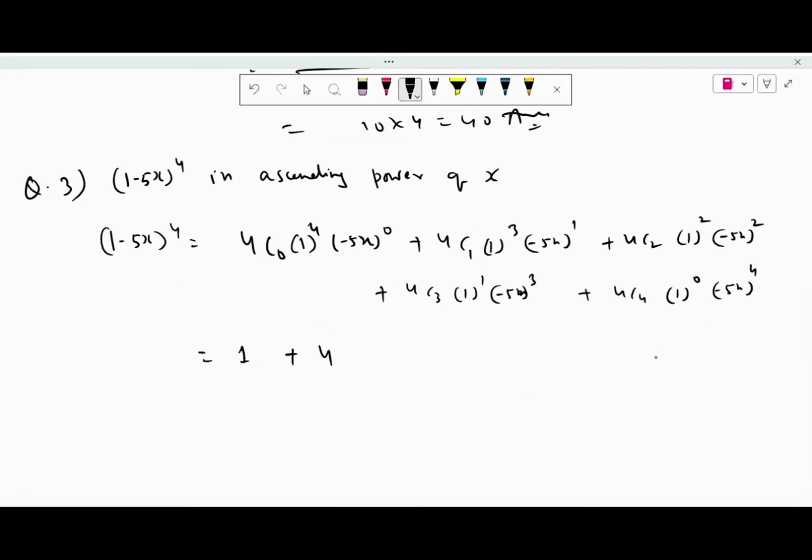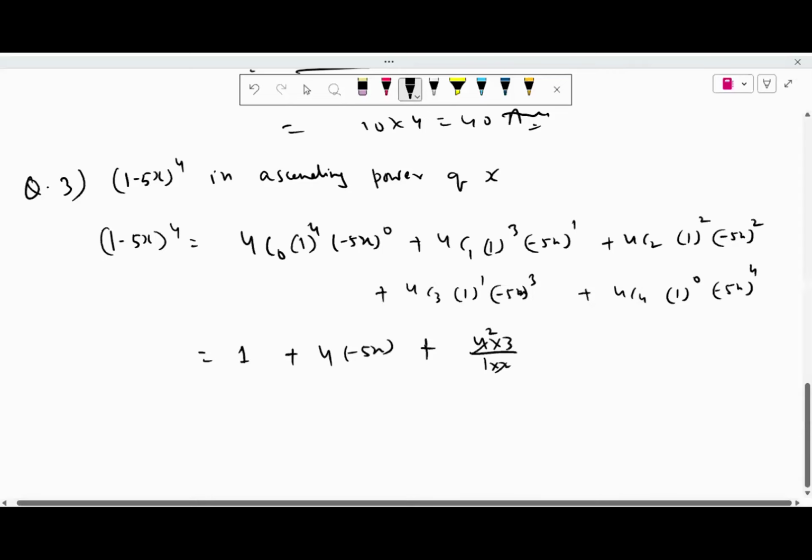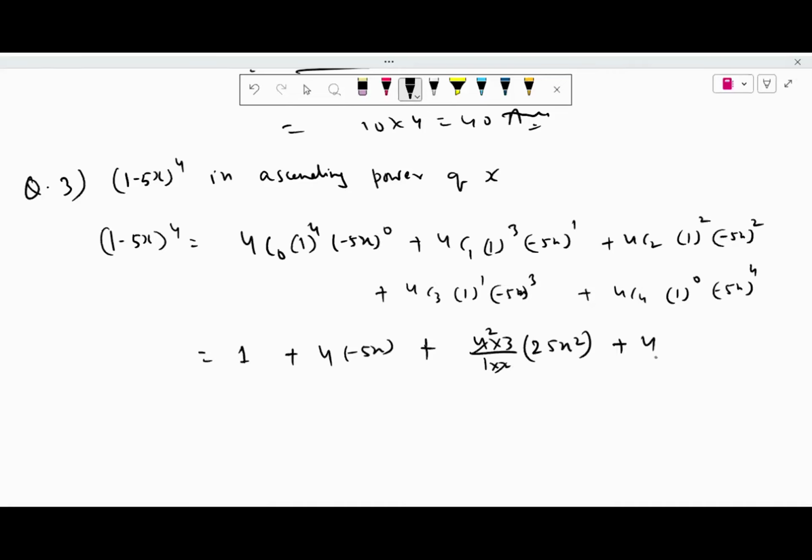Plus 4 times minus 5x, plus 4C2. 4C2 is what? 4 times 3 over 1 times 2, that is 6, and the coefficient is 6. Minus 5x whole square is 25x square, plus 4C3, that is 4 cube.